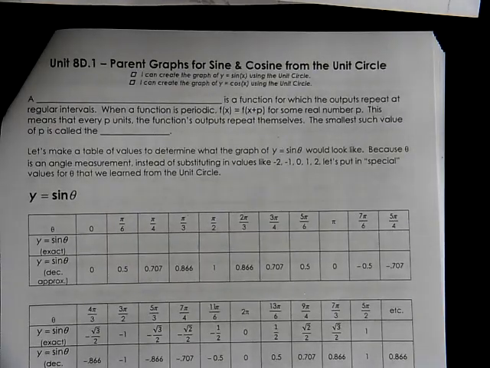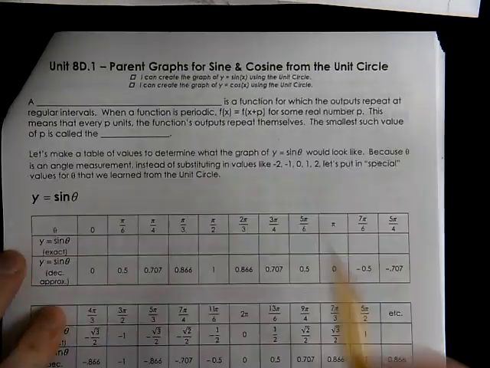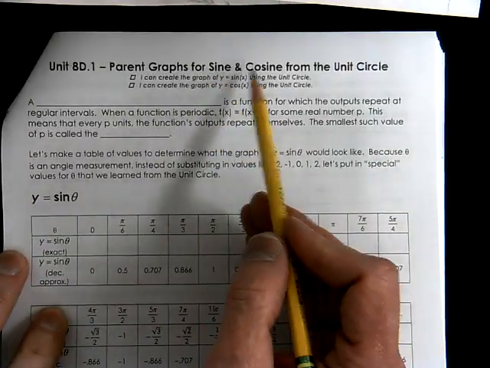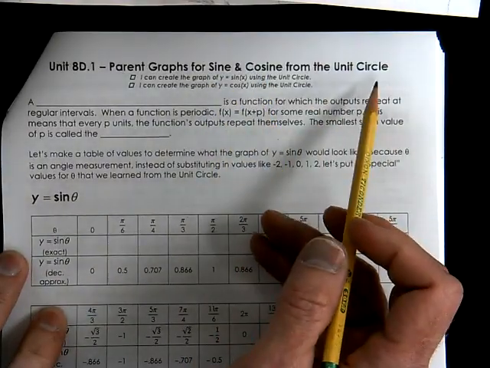This is Algebra 2 with Trig 8D.1. We're going to talk about graphing the basics of sine and cosine. And this is all from the unit circle.